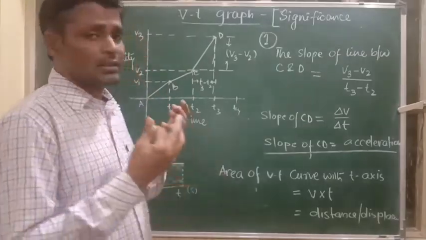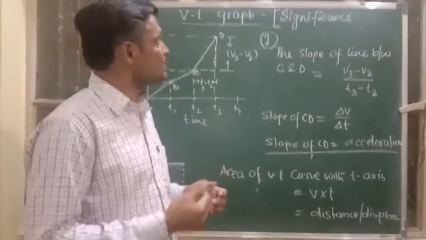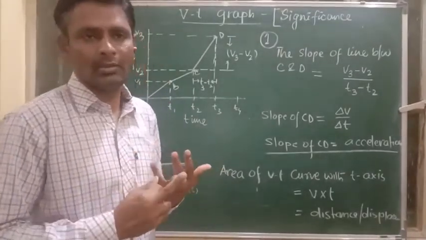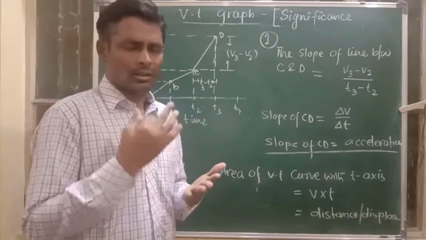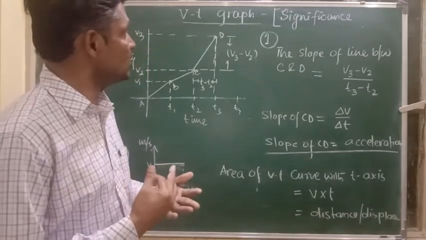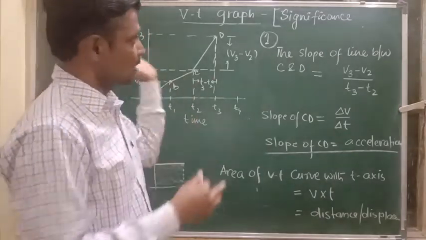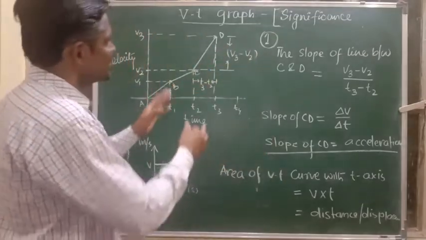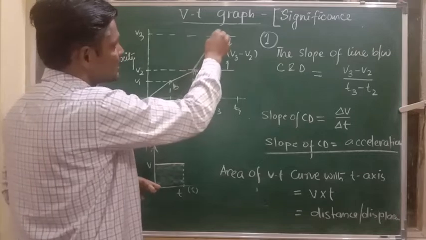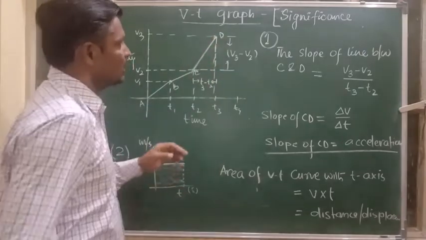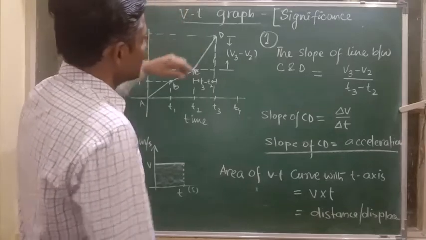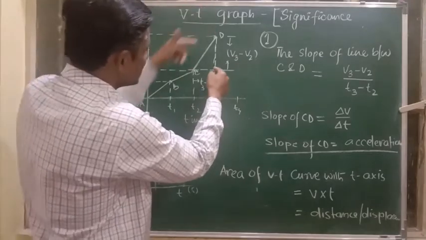Let us see the importance or significance of the VT graph. Using a VT graph, you will be able to find the velocity or speed of the object at different instants. But the most significant thing that you can derive from the graph is this: suppose I have to find the slope of this graph from C to D, what does it give? The slope of this line CD can be obtained by dividing this height by the base.